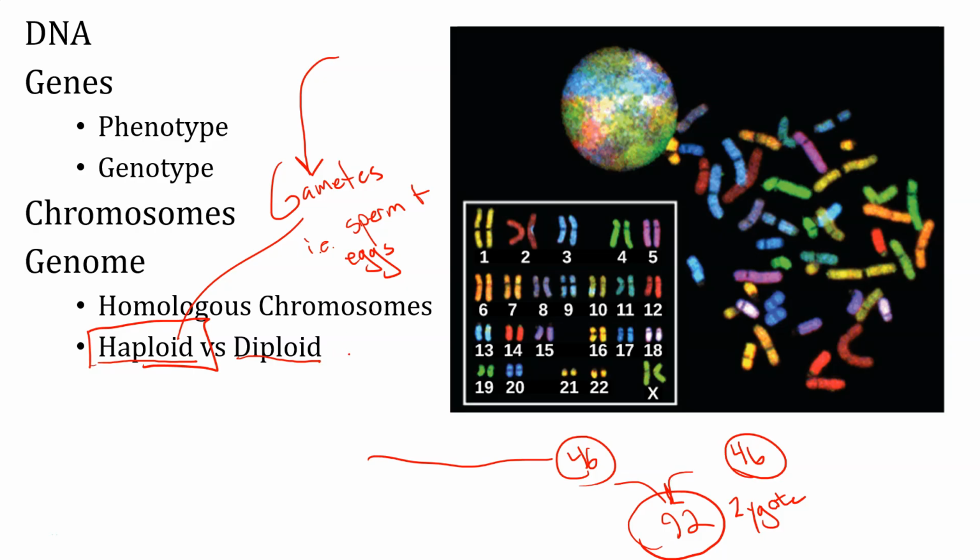Diploid cells reproduce to form new diploid cells through the process known as mitosis, which is what we're going to talk more about in this lecture. And then diploid cells create haploid cells in a process known as meiosis, which we'll talk about next time.